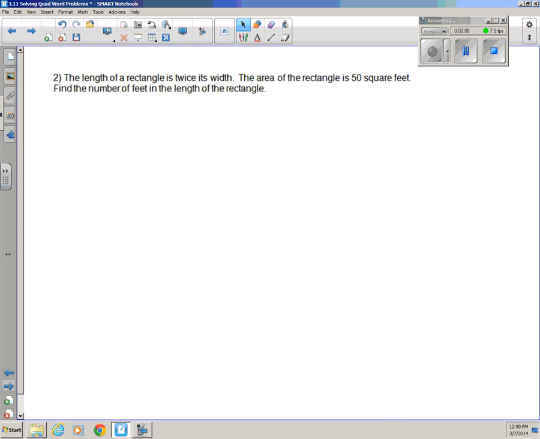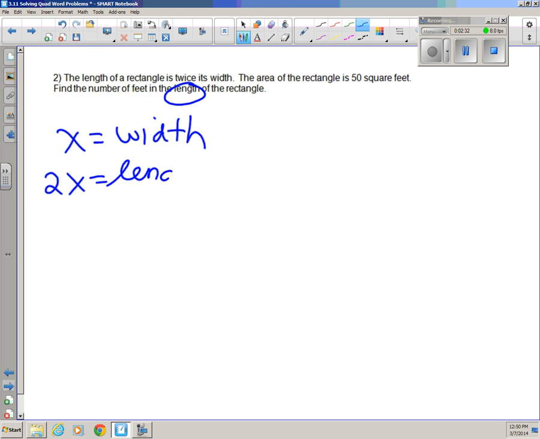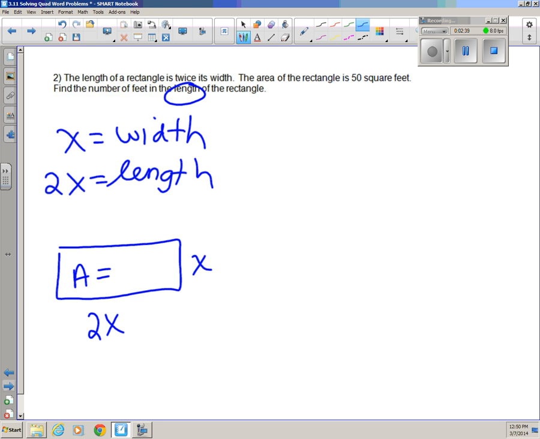Okay, take a look at the next one. The length of a rectangle is twice the width. The area of the rectangle is 50 square feet. Find the number of feet in the length of the rectangle. So we're looking for length and width, but we only need to answer about the length. So we need to set up a let statement. Let x be what we know least about, the width. We know that 2 times x equals the length. If you want to draw a picture, that's fine too, where this would be x and this would be 2x. And you know that the area of this rectangle is 50 feet squared.